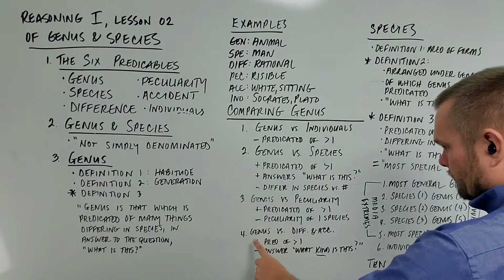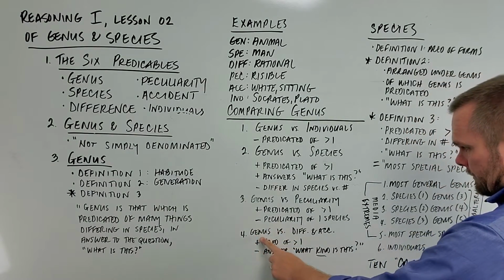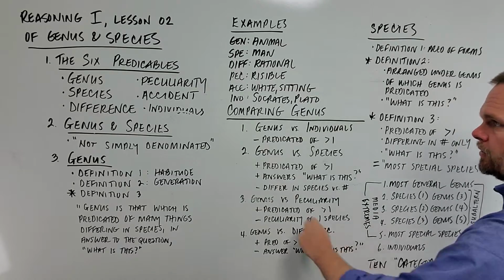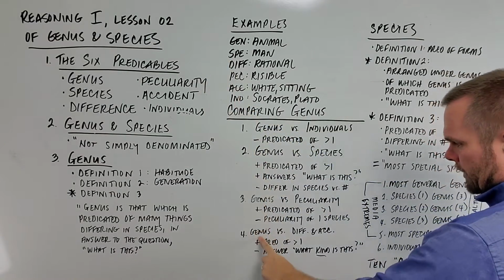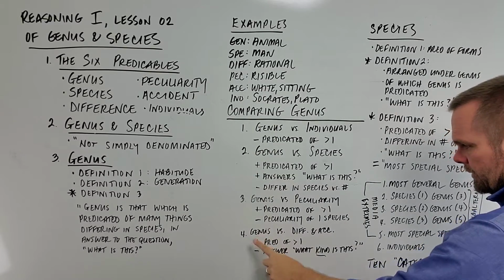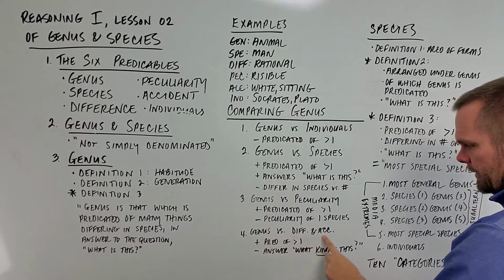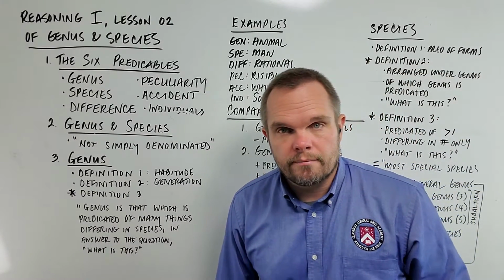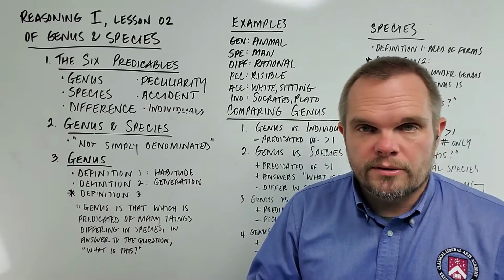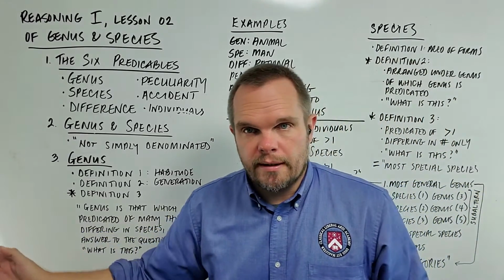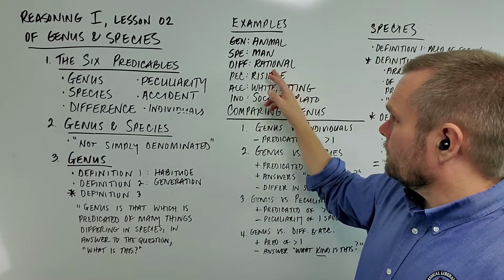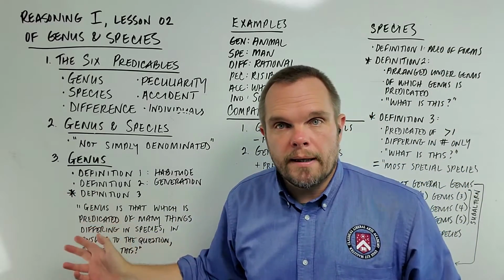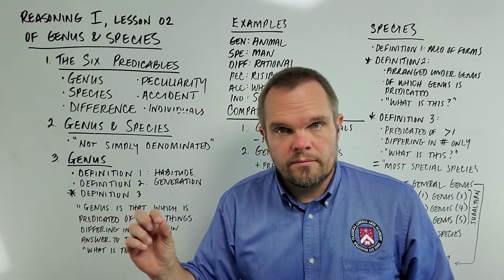Okay? Next, genus versus difference and accident. So he compares two at once here. Genus is like difference and accident in that they're all predicated of many things. All right? Brown, which is an accident, can be predicated of many things. Difference, rational. Rational can be predicated of many individuals. Okay?